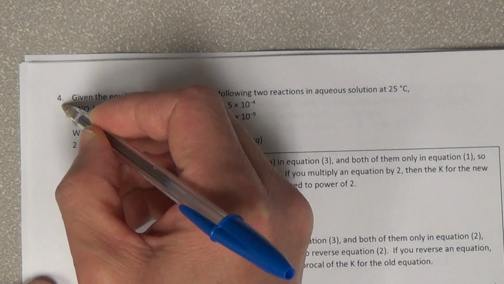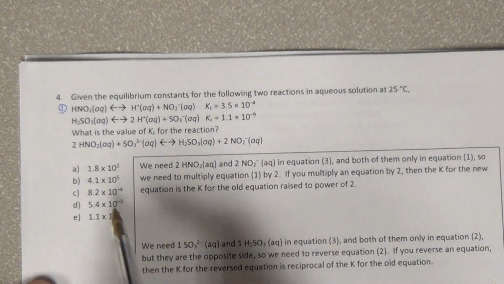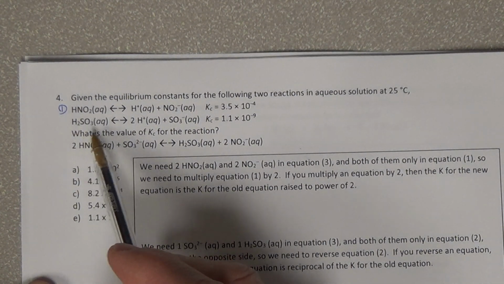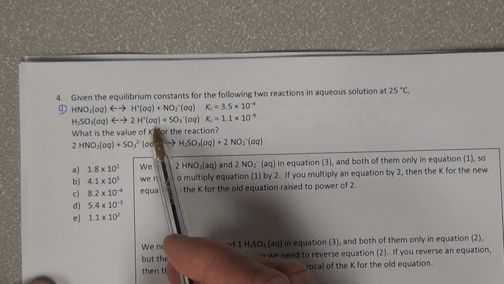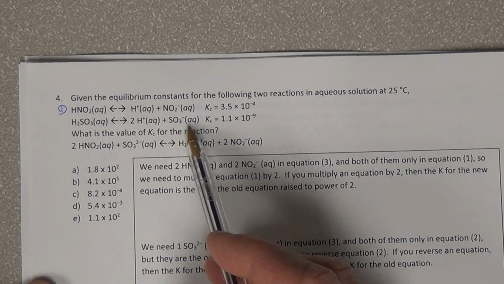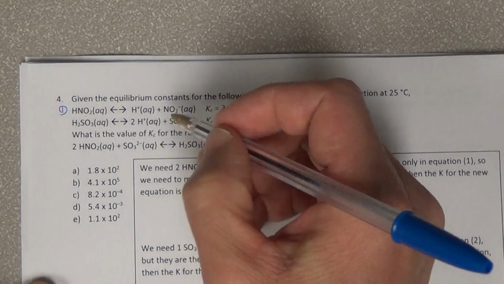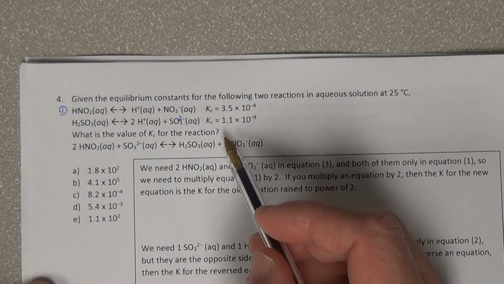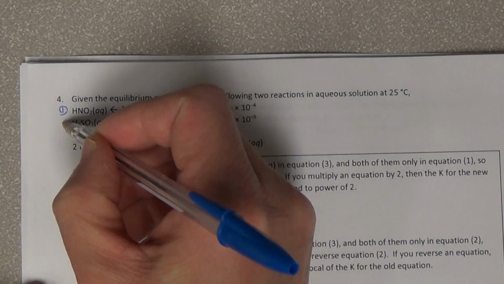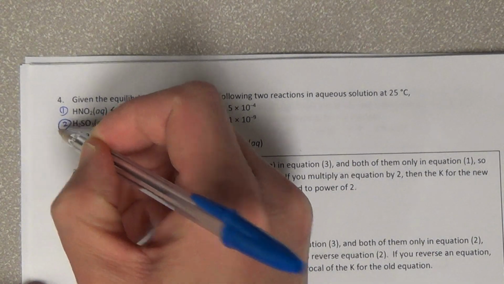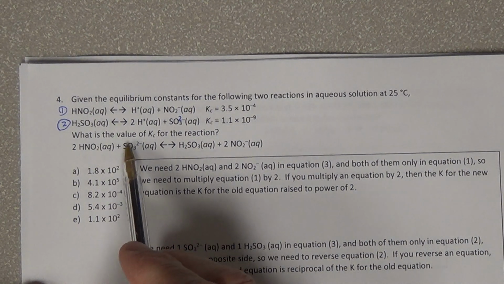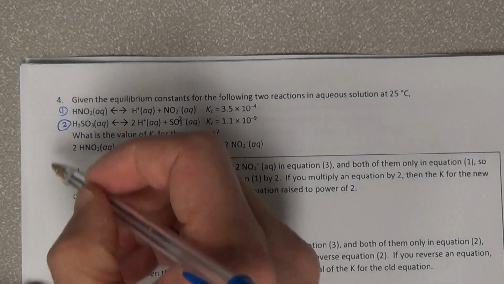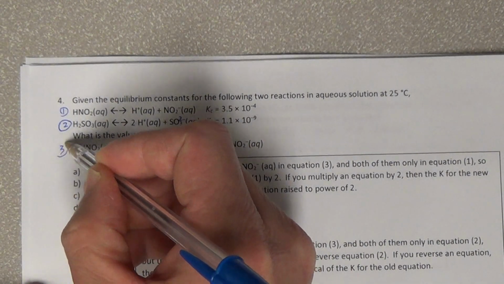We'll call this equation 1. Okay. The second equation is sulfurous acid, H2SO3 aqueous produces 2H plus aqueous plus sulfite ion, SO3 2 negative. Okay. And Kc is this. So let's call this equation number 2. Then they want you to find out the value for Kc for this equation. So let's call this equation number 3.